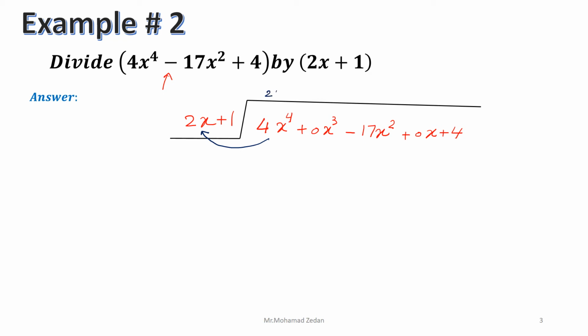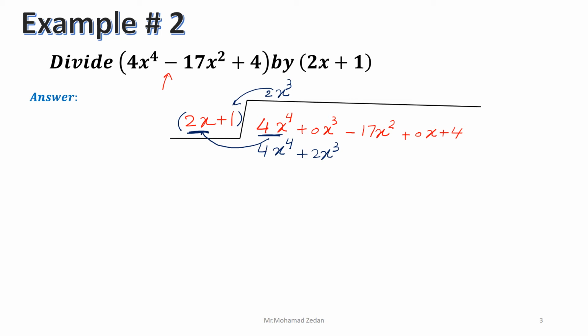The answer is 2x cubed. Multiply back, you get the same term, 4x to the 4. And 2x cubed multiplied by 1 is 2x cubed, the same. So always you divide the first term here by the first term here, or the term of the biggest power in the dividend by the term of the biggest power in the divisor. But when you multiply back, you multiply by the whole, because you are really dividing by 2x plus 1, not only 2x. We say only 4x to the 4 divided by 2x to facilitate the division problem.